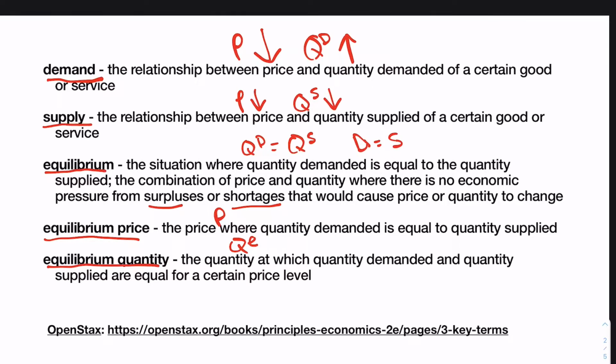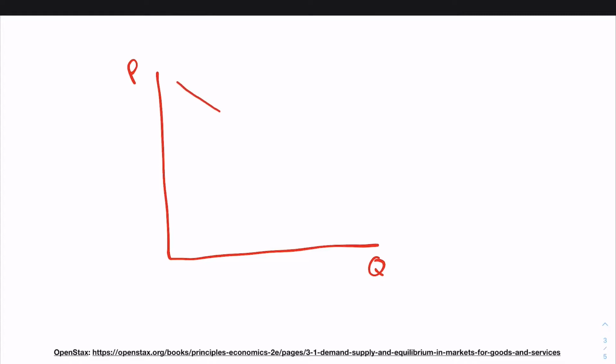And you'll often see either the P and the Q, or at least the Q, denoted with a little e, and that tells you that it is referring to the equilibrium. So let's go ahead and draw this out. We have price on the vertical axis, quantity on the horizontal axis, and then we have a downward sloping demand and an upward sloping supply line.